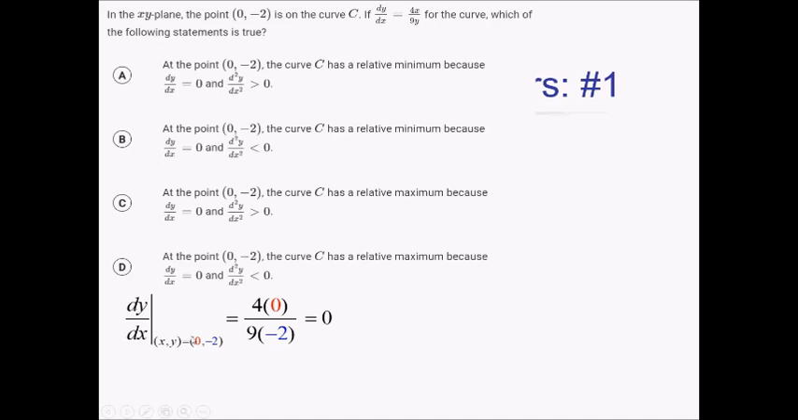So for that, I'm going to use the quotient rule. So we've got u prime v minus uv prime over v squared. To help me organize that, though, I'm going to use the box and ribbon here. So we've got 4x as my numerator, 9y as my denominator. Derivative of 4x is going to be 4. Derivative of 9y is going to be 9 times dy over dx.